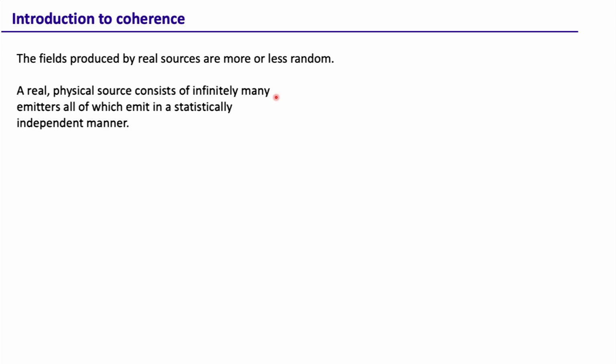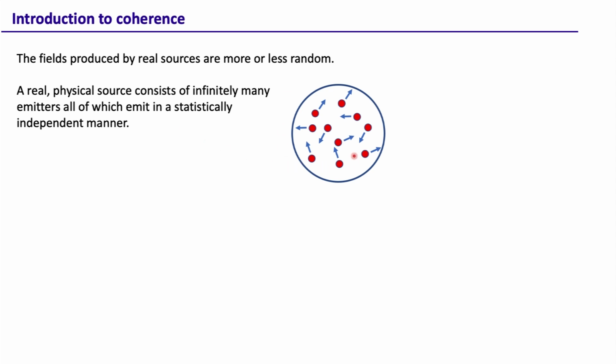Okay, so some more points about coherence. Now, when we have partial coherence, when we don't have perfect coherence, what is the cause for that? The cause is that the fields produced by real sources are more or less random. And why is that? That's because a real physical source consists of infinitely many emitters, all of which emit in a statistically independent manner. So for example, if this is a source, it consists of a lot of, let's say, atoms or molecules that emit light. And all these emitters, if this is an atom or molecule, are emitting independently.